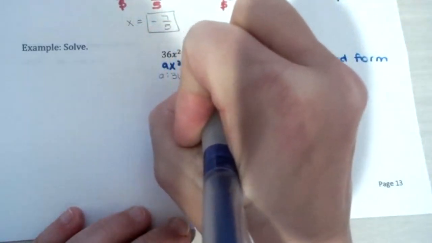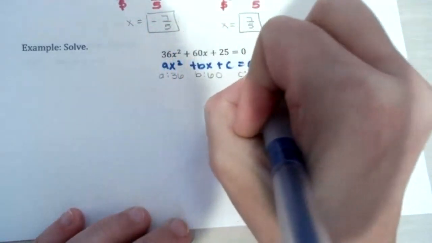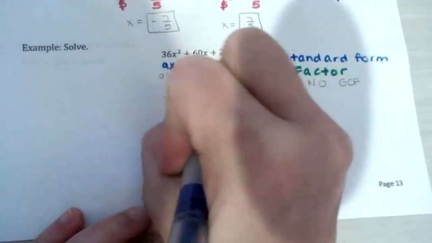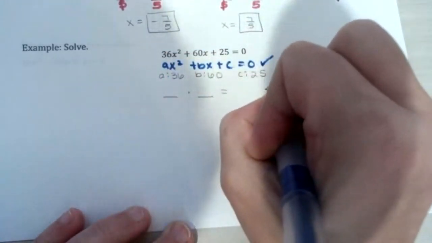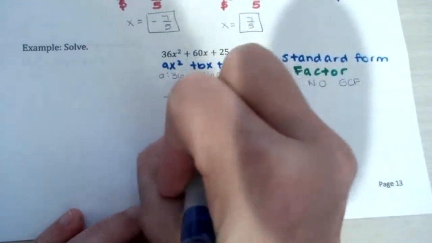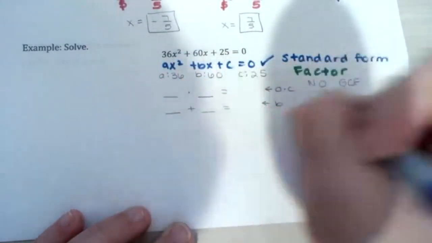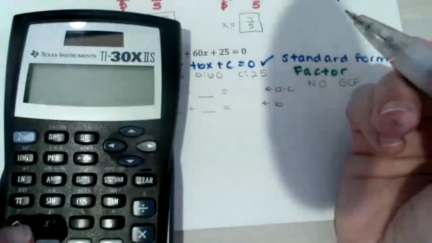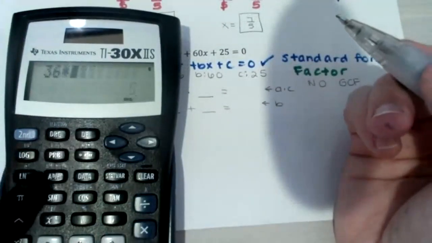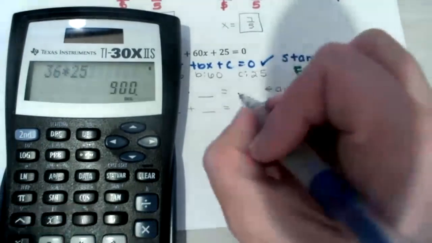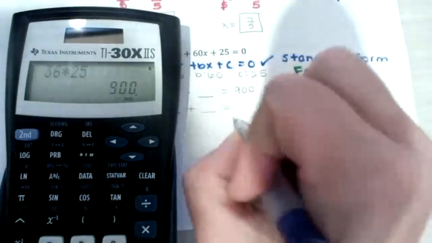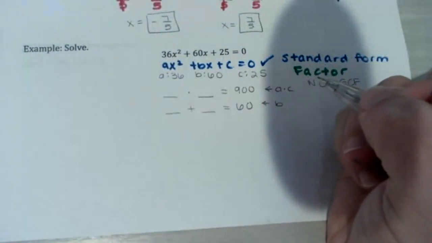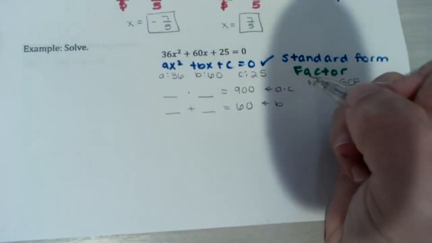So a in front of x squared is 36, b in front of x is 60, c out by itself is 25. So big numbers, but we can do it. We're looking for 2 numbers that multiply together to give us a times c, and the same 2 numbers to add together to give us b. A times c, so 36 times 25, would give us 900. And b, which is 60. So what 2 numbers multiply together to give us 900 and add together to give us 60?